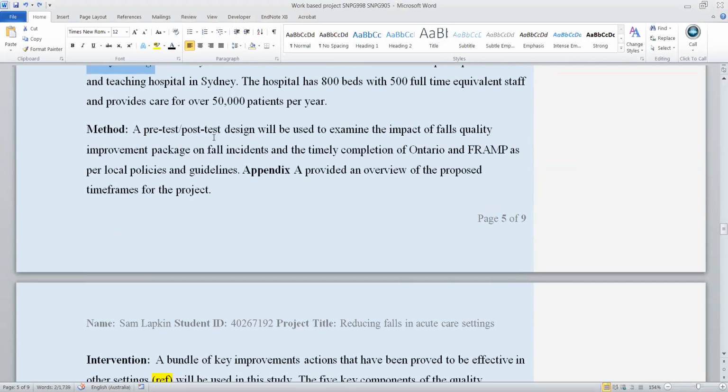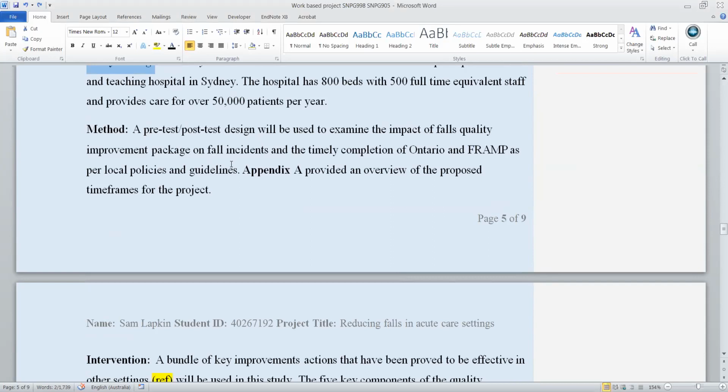We utilize a pre and post-test design to examine the impact of a quality improvement package on falls incidents and the completion and documentation of required risk assessments.